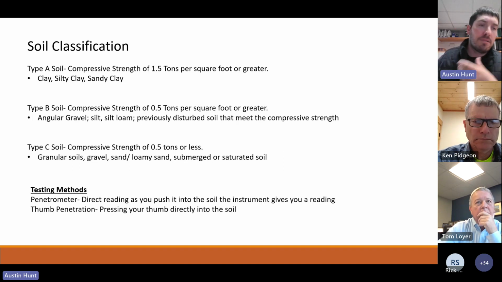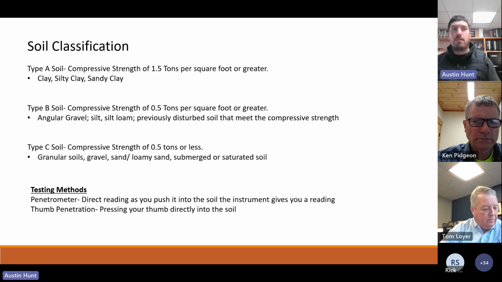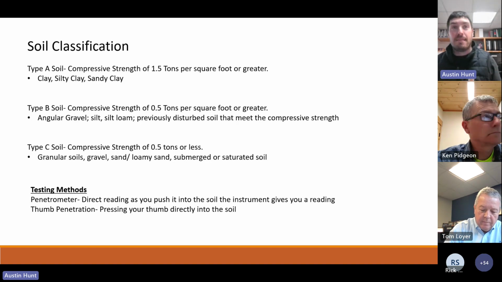That type B soil also would be loamy soil, which could be almost like your topsoil when it's really compressed. These type C soils are just loose stuff. Think about it on a beach if you're trying to build a sandcastle. If you deal with dry sand, it's not going to hold up. You're just going to have a pile of sand.